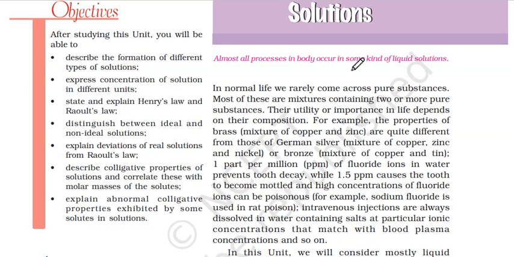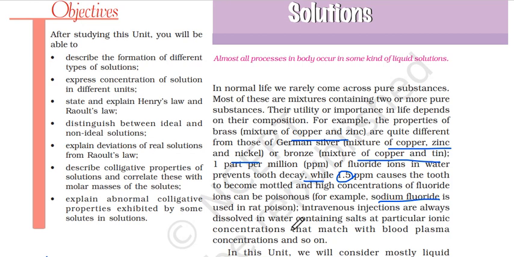In normal life, we rarely come across pure substances. Most of these are mixtures containing two or more pure substances. Their utility or importance in life depends on their composition. For example, the properties of brass, which is a mixture of copper and zinc, are quite different from those of German silver, a mixture of copper, zinc and nickel, or bronze, a mixture of copper and tin. 1 part per million of fluoride ions in water prevents tooth decay, while 1.5 parts per million causes the tooth to become mottled, and high concentrations of fluoride ions can be poisonous. For example, sodium fluoride is used in rat poison.